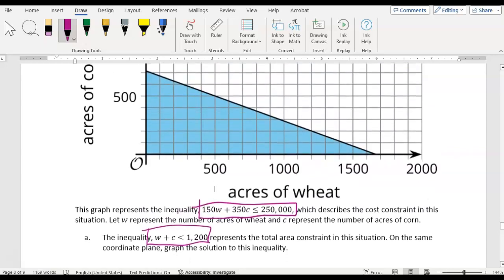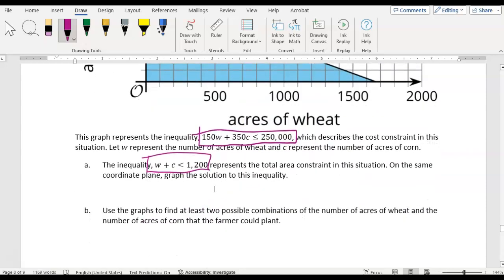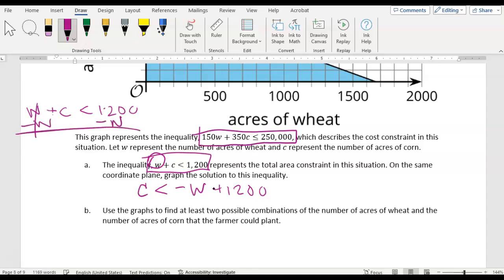So notice that here C, corn, represents the y-axis. So I'm going to solve for that. C is less than negative W plus 1,200. Subtracted W from both sides here. So that's how I got that. Just a little review of equations or inequalities here. Subtracted the W. That cancels out. We have C is less than negative W plus 1,200, or 1,200 minus W. It's the same thing. Okay.